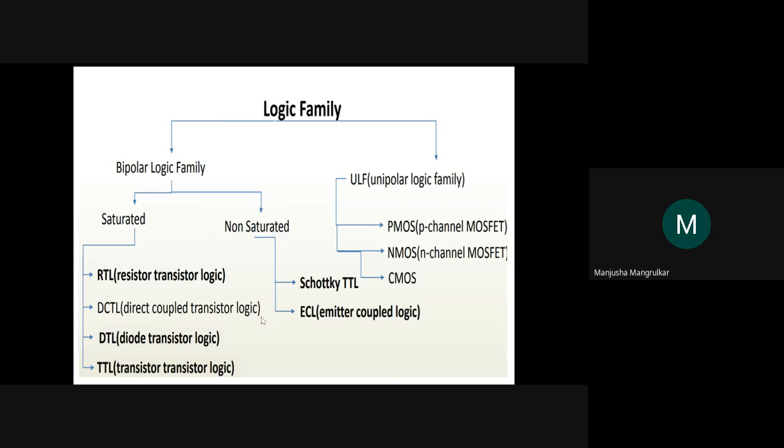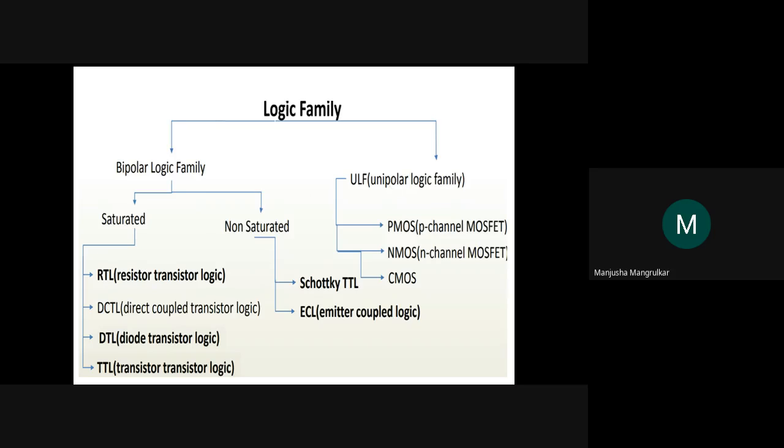coupled transistor logic, diode transistor logic, and transistor transistor logic, right? TTL mostly used. And then the Schottky TTL and ECL, emitter coupled logic, right? Last lecture we had seen all the families, all the circuits of the bipolar logic family, right? Now this lecture we are going to focus on the unipolar logic family, right?